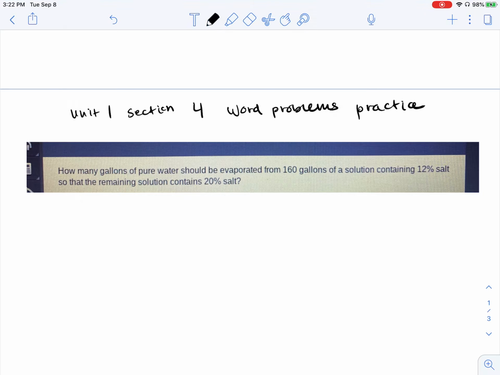So we are wanting to calculate how many gallons of pure water should be evaporated. So we want to know how much water to take out. Although it's not us physically taking out the water, at a certain point, we are subtracting the amount of water that's leaving. So here, you'll notice that a lot of these word problems do rely on a table. You don't have to use a table, but I will use a table so you have a visual. So let's make a nice table.